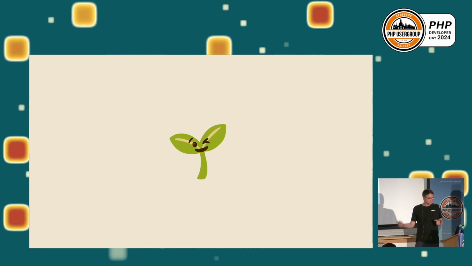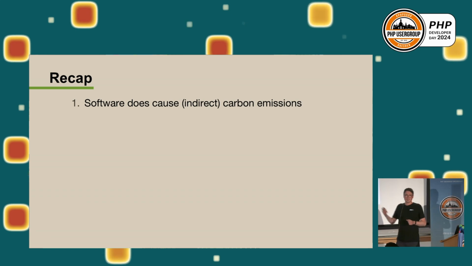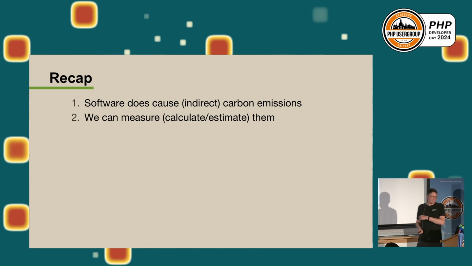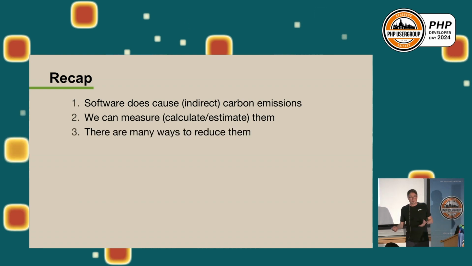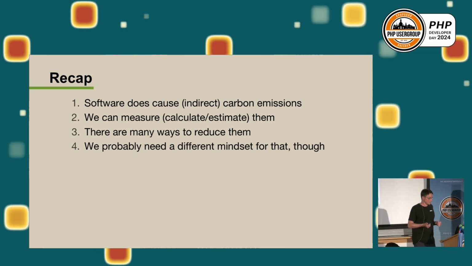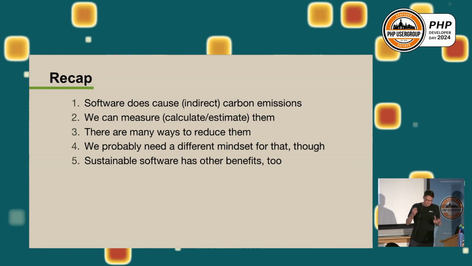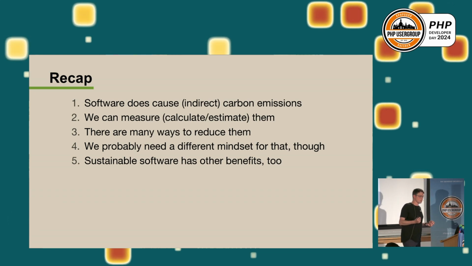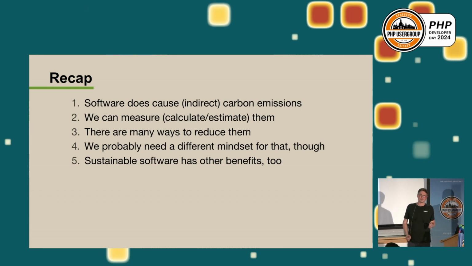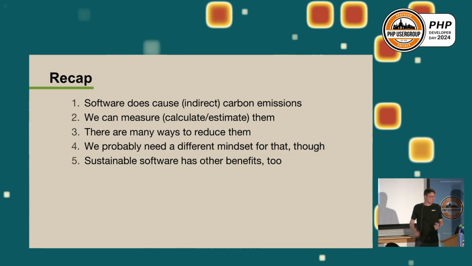To recap what we learned today, or what I was talking about: yes, software does cause indirect emissions. We can measure, calculate, and estimate them. We can reduce them. This probably needs some change in mindset though. And sustainable software has other benefits, like cost reduction. I didn't even talk about all the other things, like better performance is better for your customers. Think about SEO. I think SEO is still a thing nowadays. So all these kinds of things, there's a lot more.